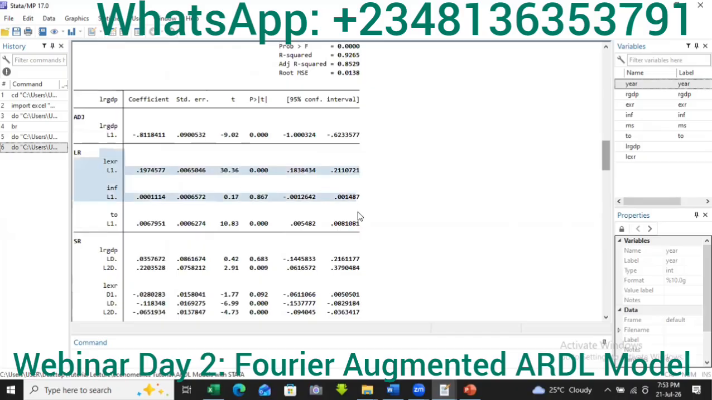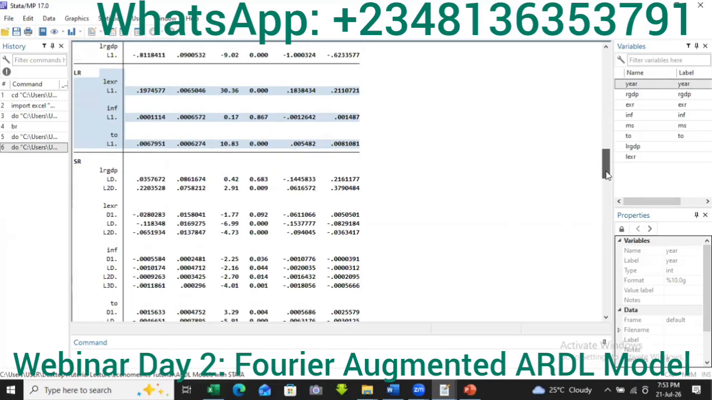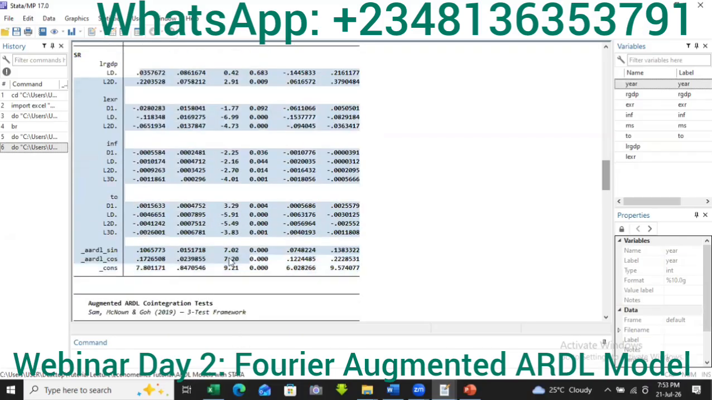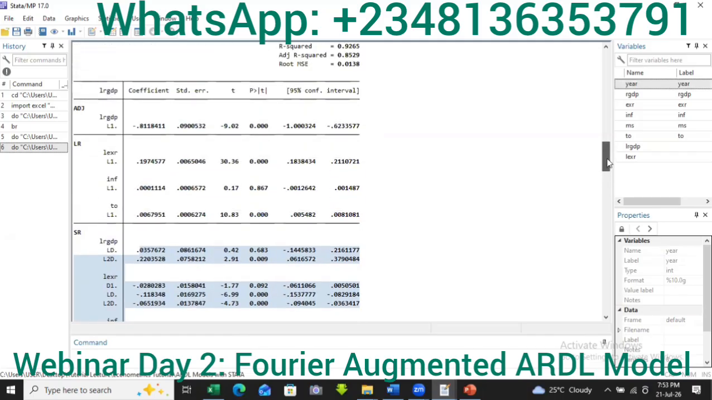Here is our long-run model, but if the bond test shows that there's no co-integration, there's no point in interpreting the long-run model here. So we just ignore that and interpret just the short-run, that is, if there's no long-run relationship based on our bond test. But for this model, we have been able to establish that there is a long-run relationship.